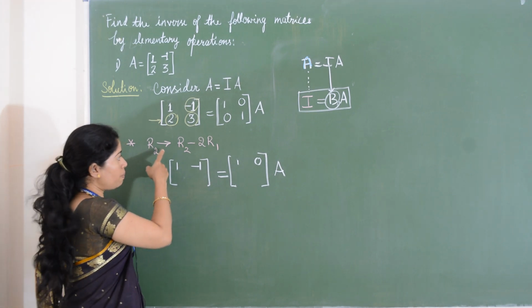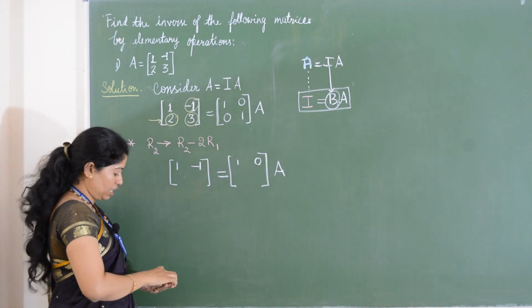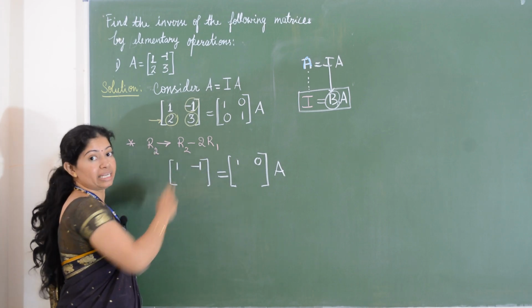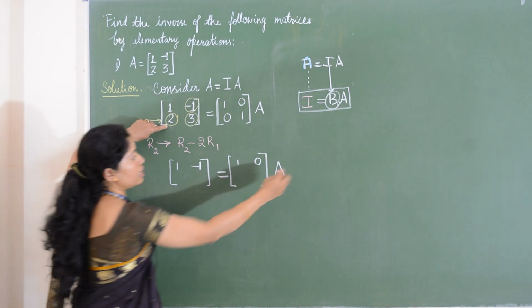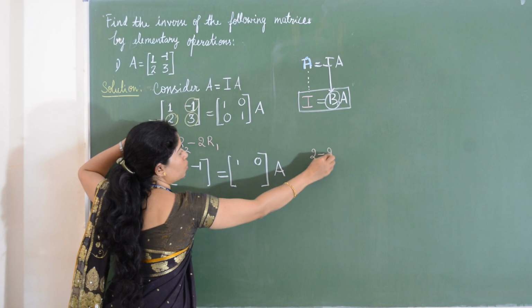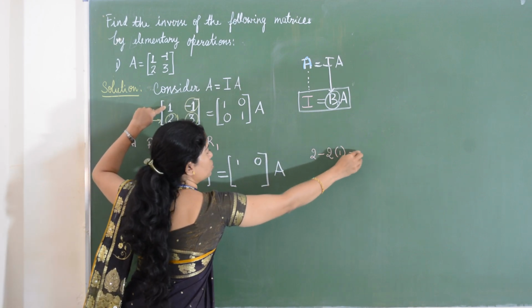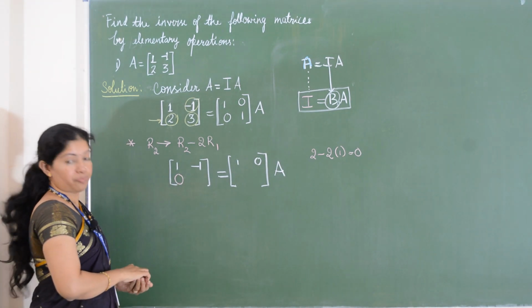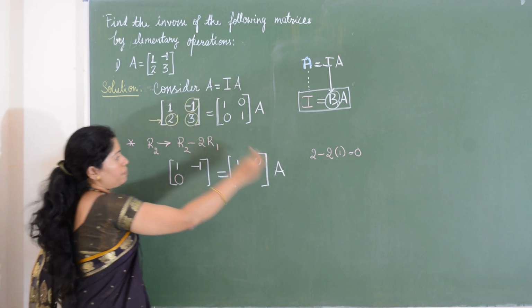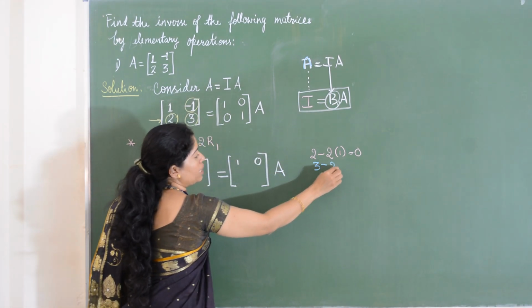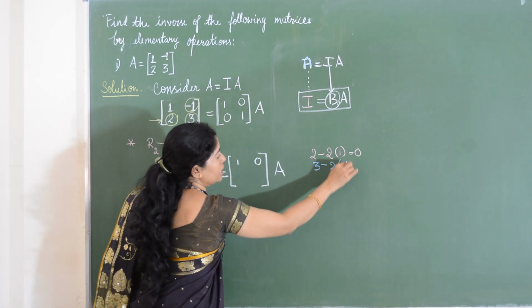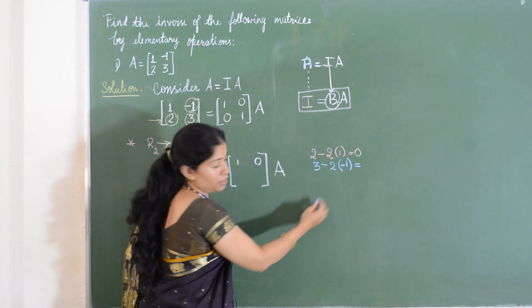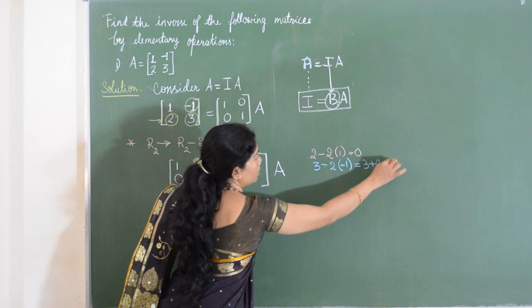Now you apply this operation to the second row carefully. So what is that operation? R2 changes to R2 minus 2 times R1. So here this entry 2 minus 2 times of 1. So that is 2 minus 2 is equal to 0. So this entry we got as a 0. Next take this entry now. 3 minus 2 times of R1, that is 2 times of minus 1. So this is equal to, minus into minus will become plus, 3 plus 2 is equal to 5.